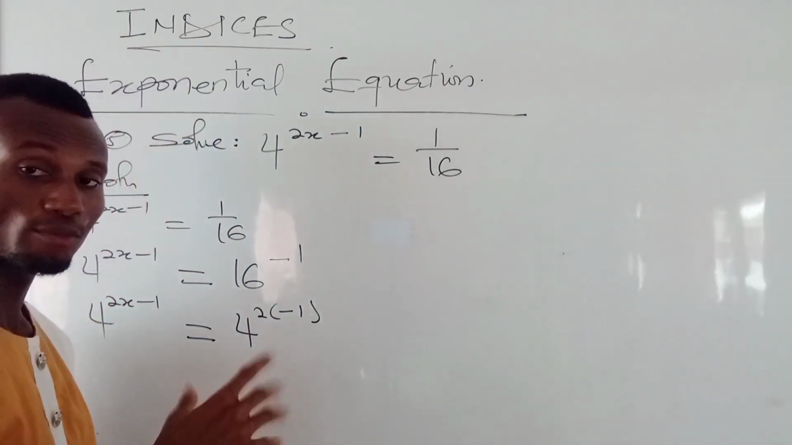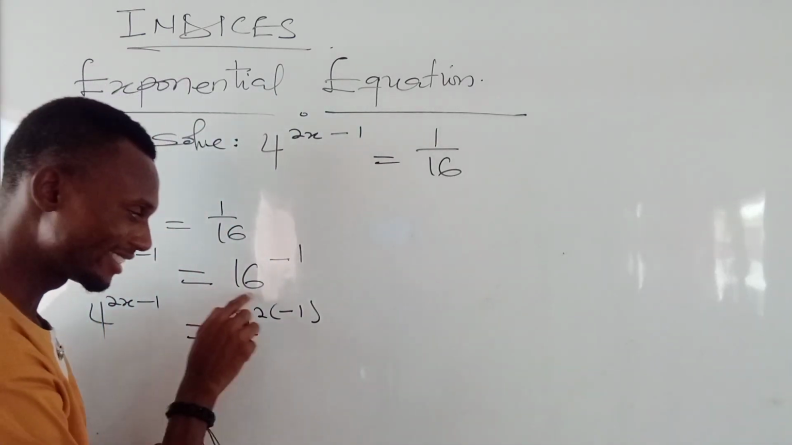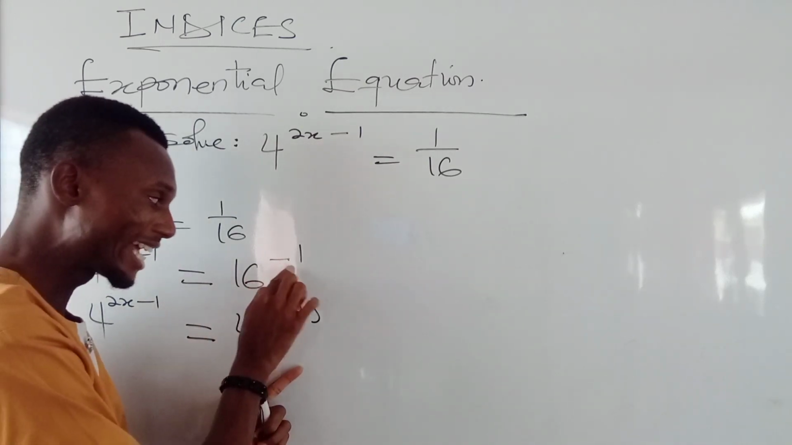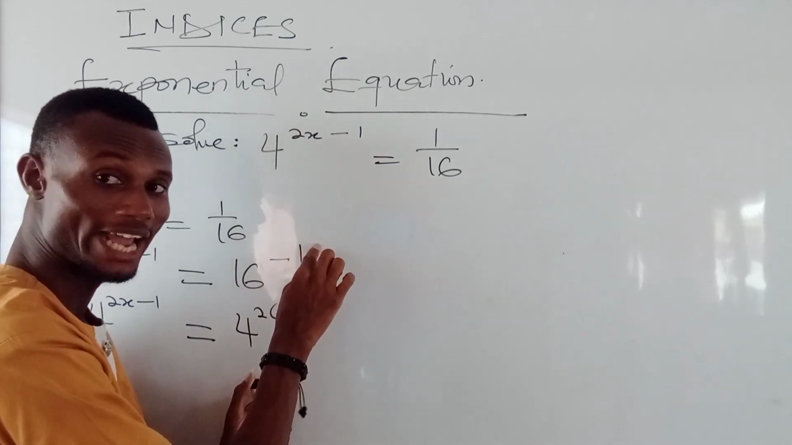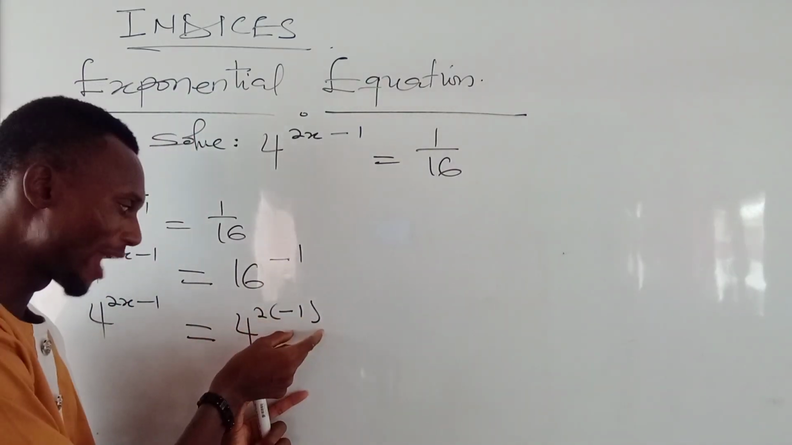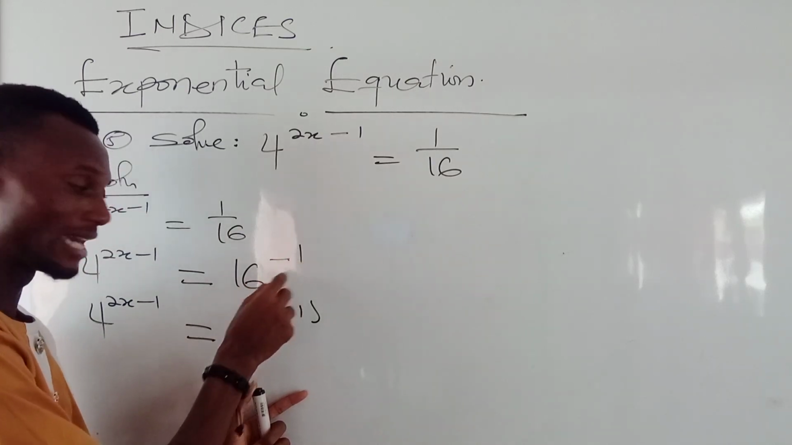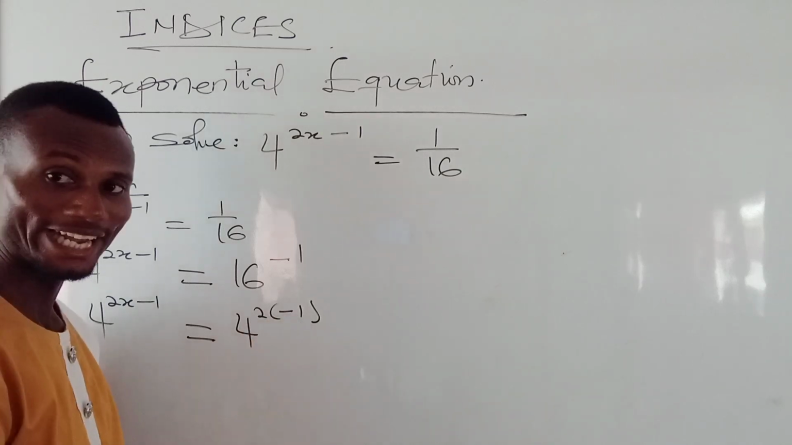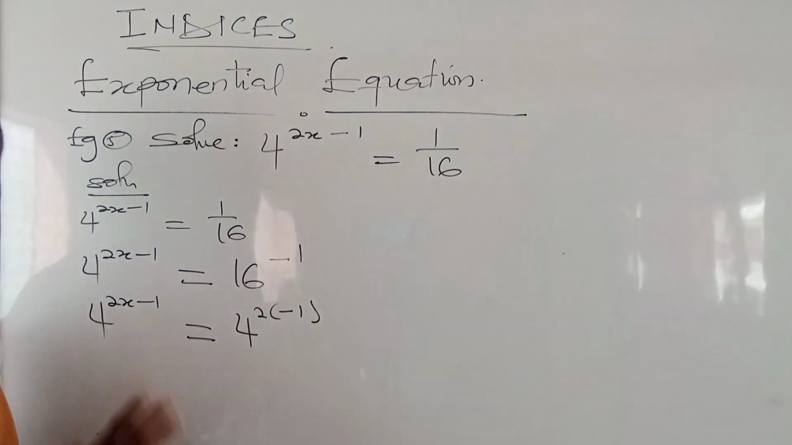Now let me go over one more time. It is this 16 that we've written as 4 to the power 2. Then the power negative 1, which is here, you don't discard it. So this power 2 needs to multiply the power which is here, the power negative 1. So you write it 2 into bracket negative 1. So that's how you handle it.